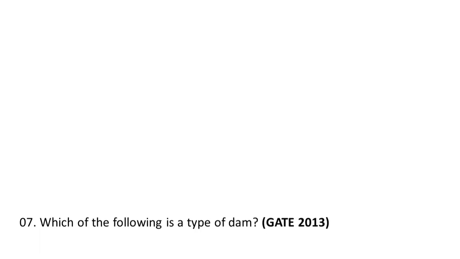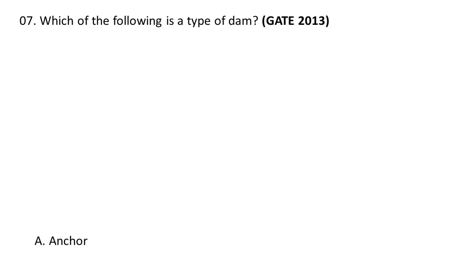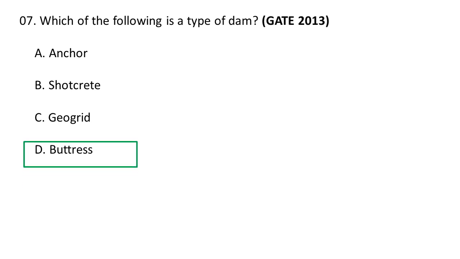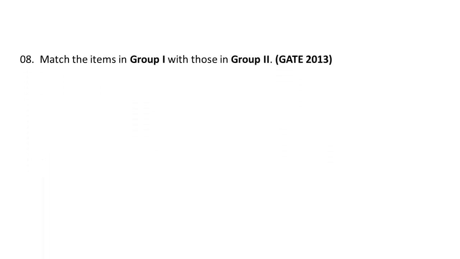Next question. Which of the following is a type of dam? A. Anchor, B. Shotcrete, C. Geogrid, and D. Buttress dam. So buttress is a type of dam. Next question. Match the items in group 1 with those in group 2.